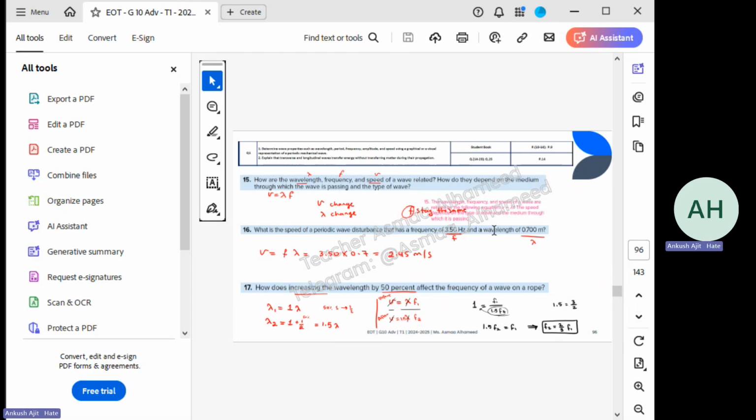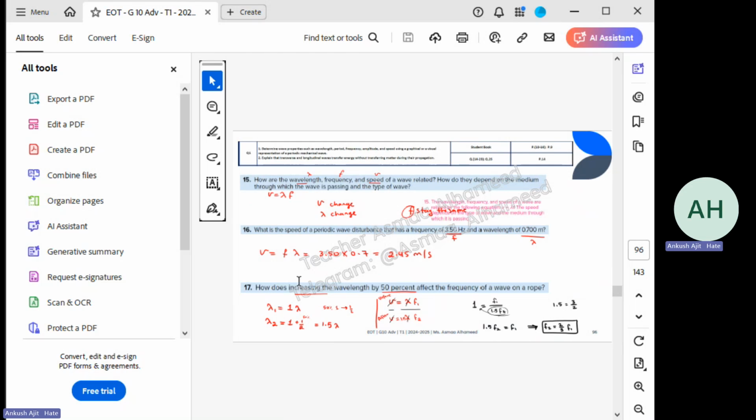How are the wavelength, frequency, and speed of the wave related? How are they dependent? You will definitely give the formula relating them. What is the speed of a periodic wave disturbance of 350 hertz and wavelength 0.7? We go to v = f lambda, same thing.